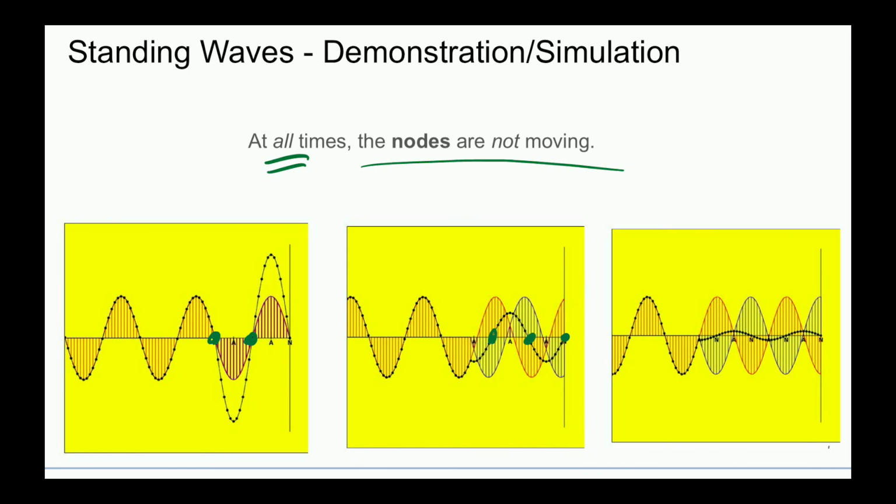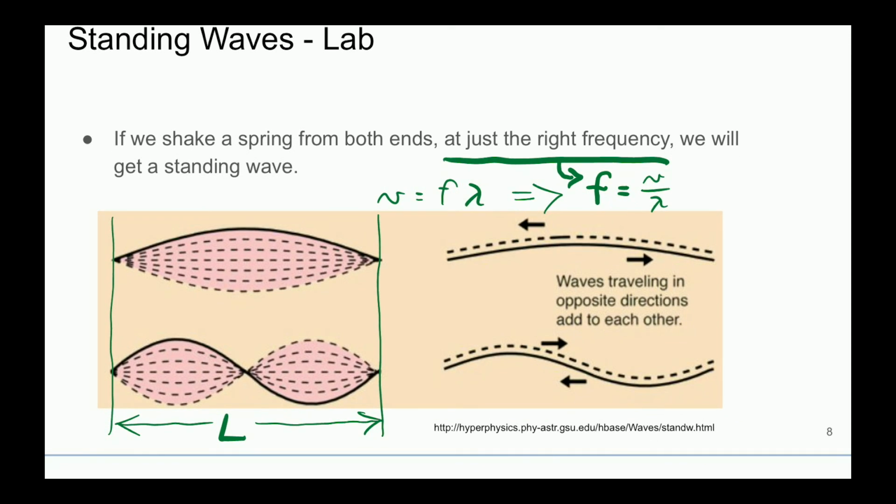So you can identify a location on the medium, and you can say, that's a node. And you could watch that forever. It's not moving up and down. Even though the wave is traveling, there's a wave going one way, there's a wave going the other way, there's nothing happening at the node. That's pretty cool, actually, I think, to observe. Okay? So that's called a standing wave.